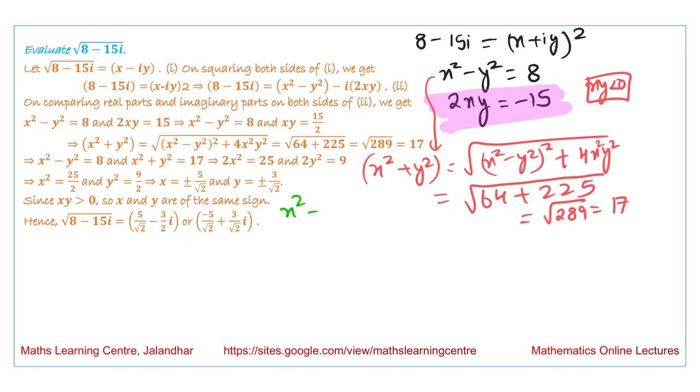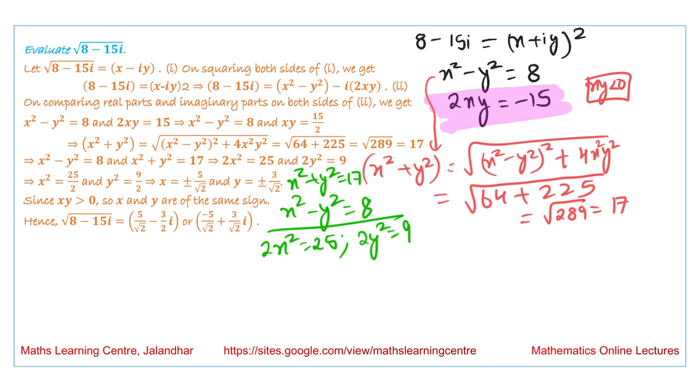Now we have two equations: x² − y² = 8 and x² + y² = 17. By adding these equations we get 2x² = 25, and by subtracting these equations we get 2y² = 9. So the values of x are ±5/√2, and the values of y are ±3/√2.